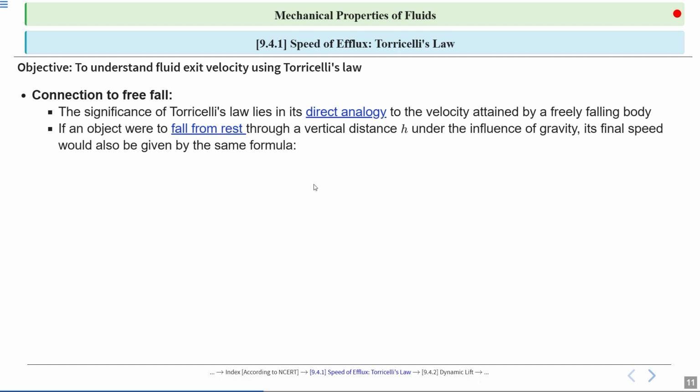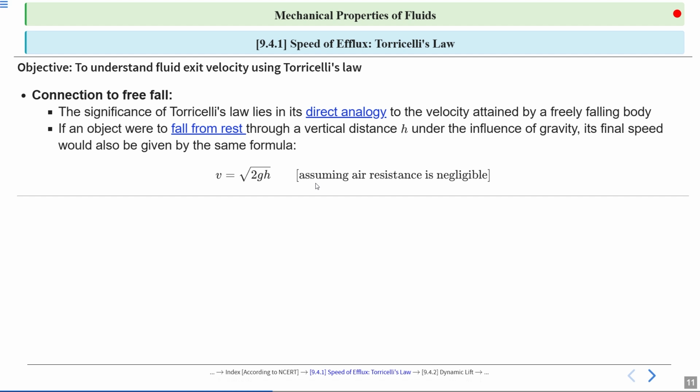So now imagine dropping an object from rest from a height h. The final speed it reaches just before hitting the ground is given by a specific formula. This is the same formula that describes the exit speed of the fluid. So V equals the square root of 2gH, assuming air resistance is negligible.